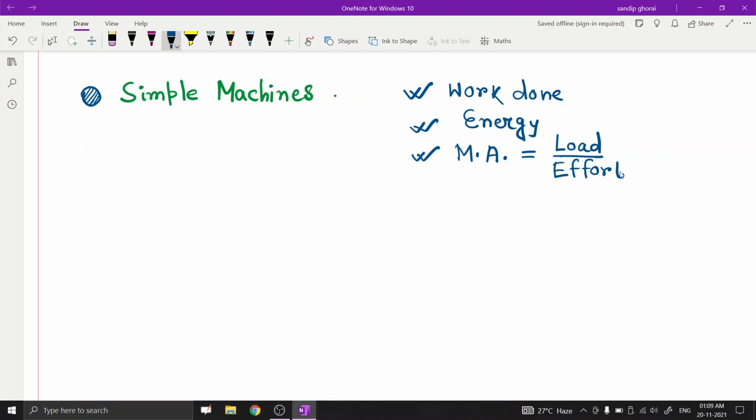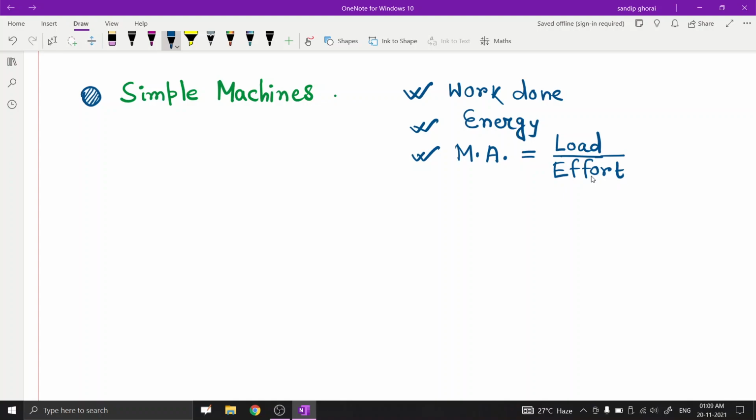Mechanical advantage is the ratio of the same type of quantity, that is load and effort. Load is one type of force and effort is also one type of force. That is why mechanical advantage has no unit. So mechanical advantage is a unitless quantity.